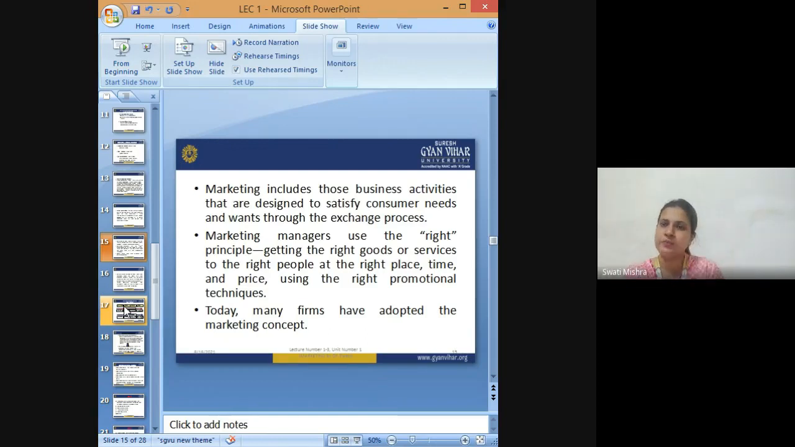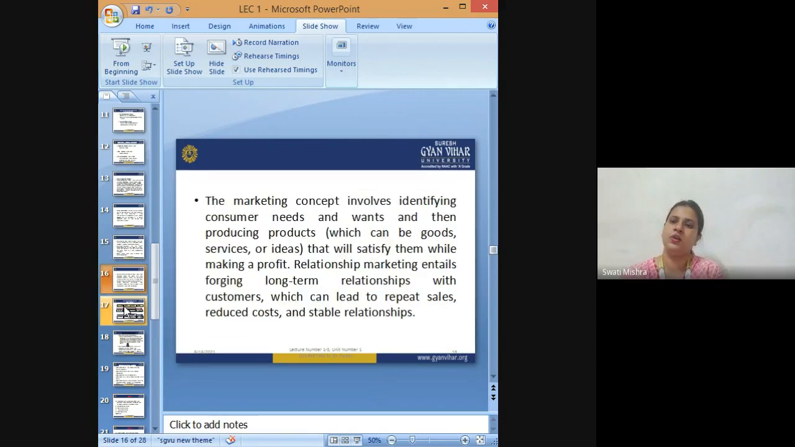So using the right promotional techniques is highly important in this case. Today, many firms have been adopting the marketing concept, and slowly the rest of the concepts are washing out or are already washed out. Basically, this marketing concept involves identifying your consumers' needs and wants and then producing the products, which can be any kind of goods, services or ideas, that will satisfy them while making a profit.